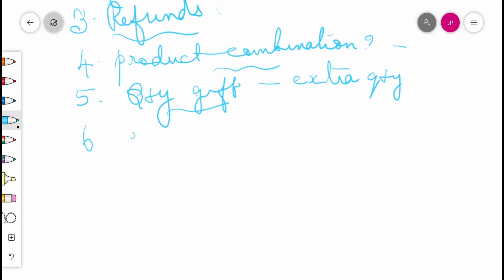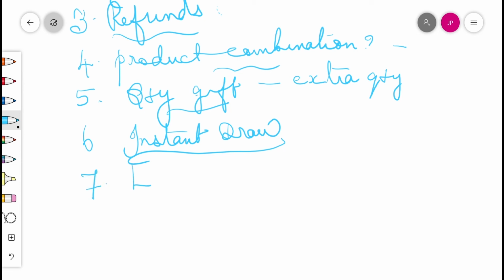Sixthly, instant draws and assigned gifts. Under this scheme, some gifts are given on the basis of a draw or some events. For example, Delhi group organizes some events instantly and delivers gifts on the spot.